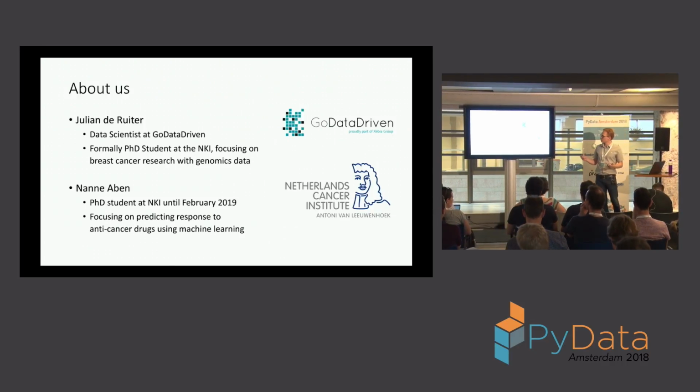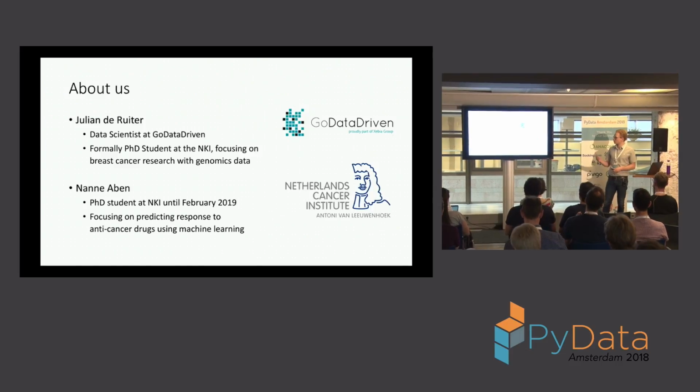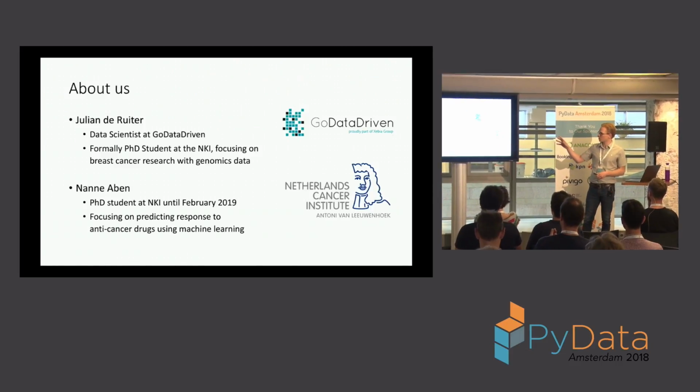And so my name is Julian de Ruiter, and I'm currently working as a data scientist at GoData Driven. But at my previous job, I worked as a PhD student at the Netherlands Cancer Institute, or the NKI, and essentially my research focused on researching breast cancer with genomics data.